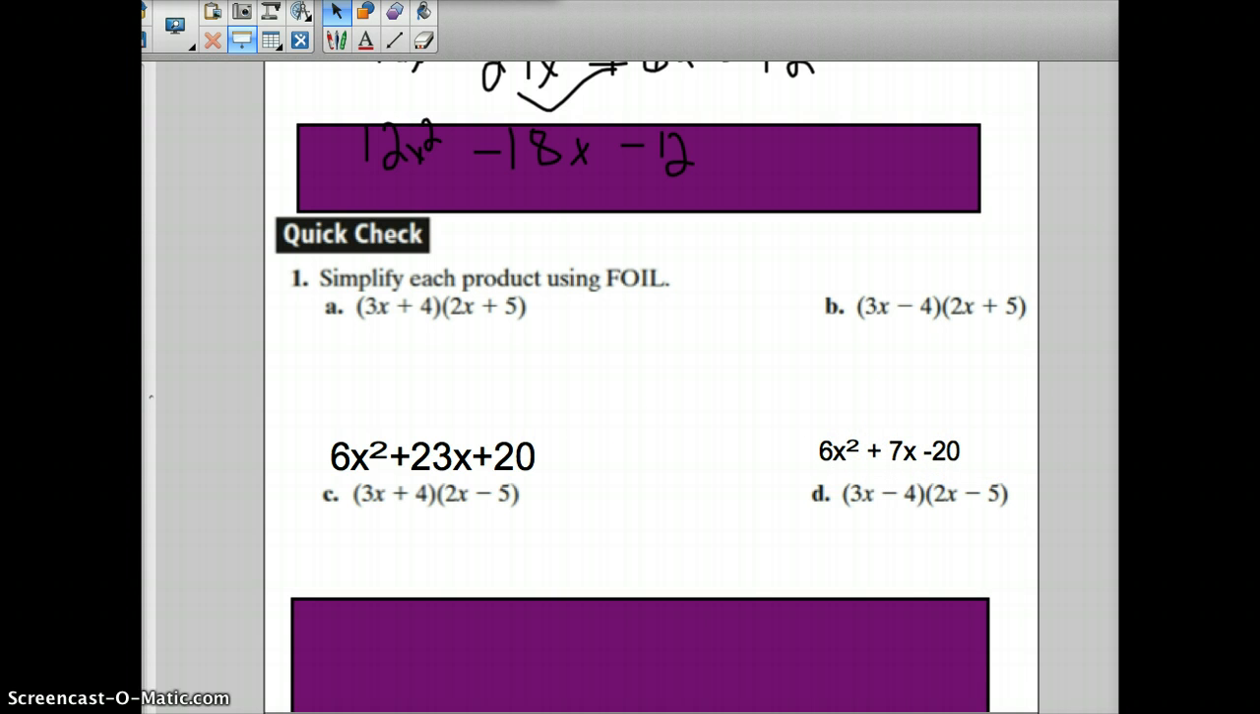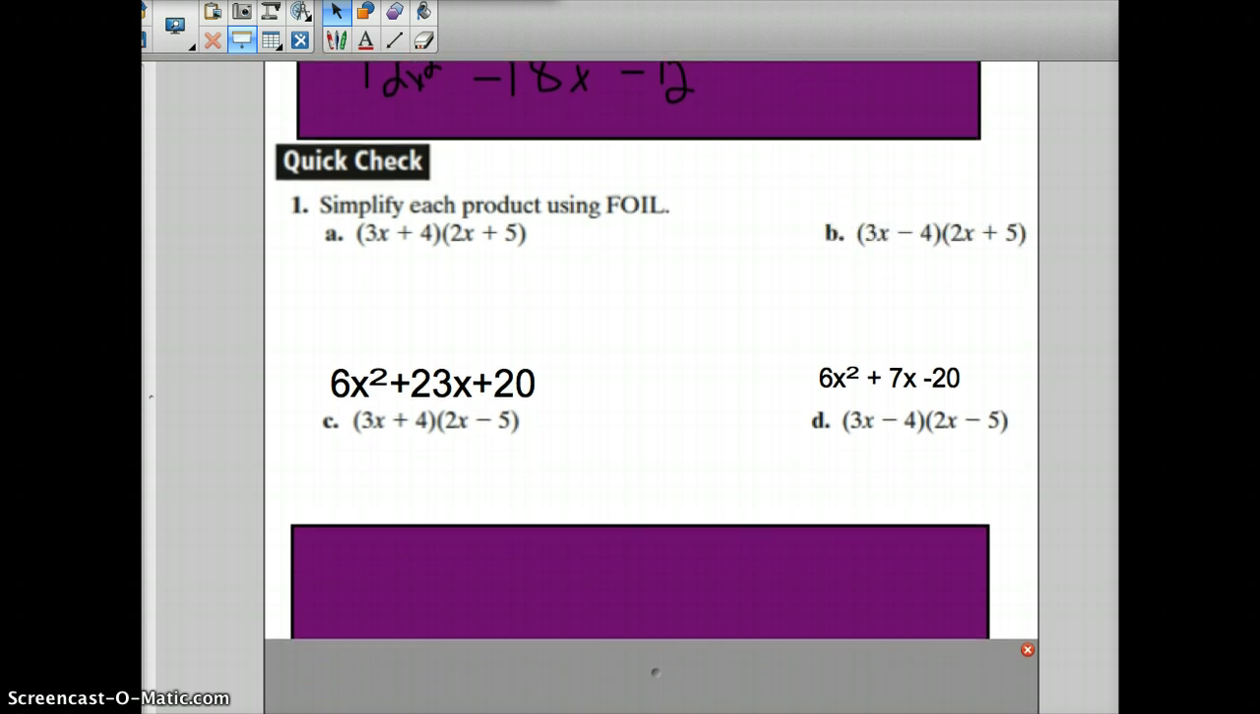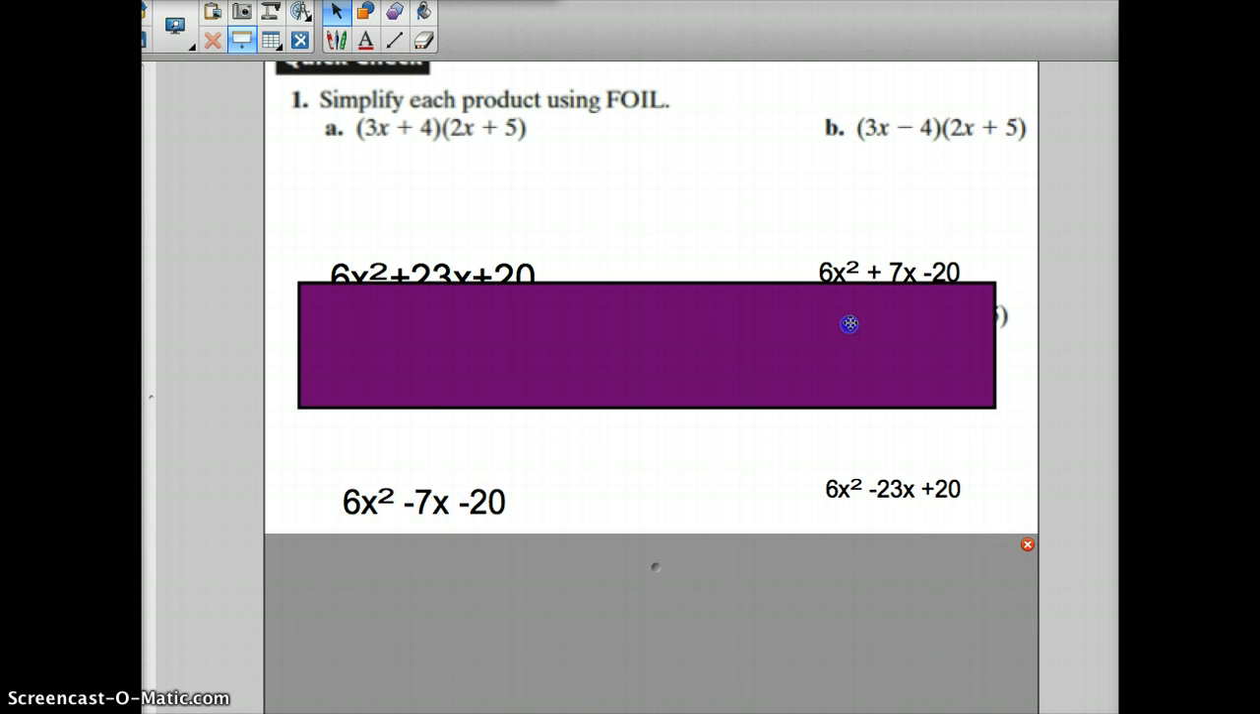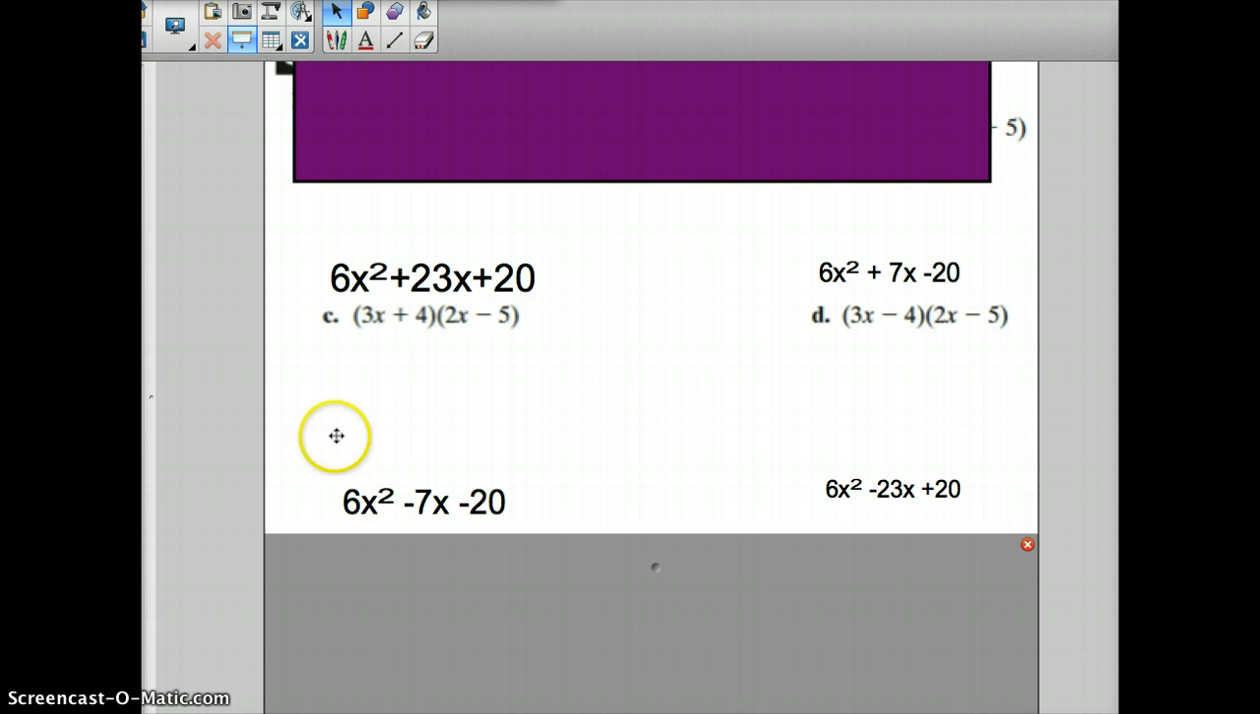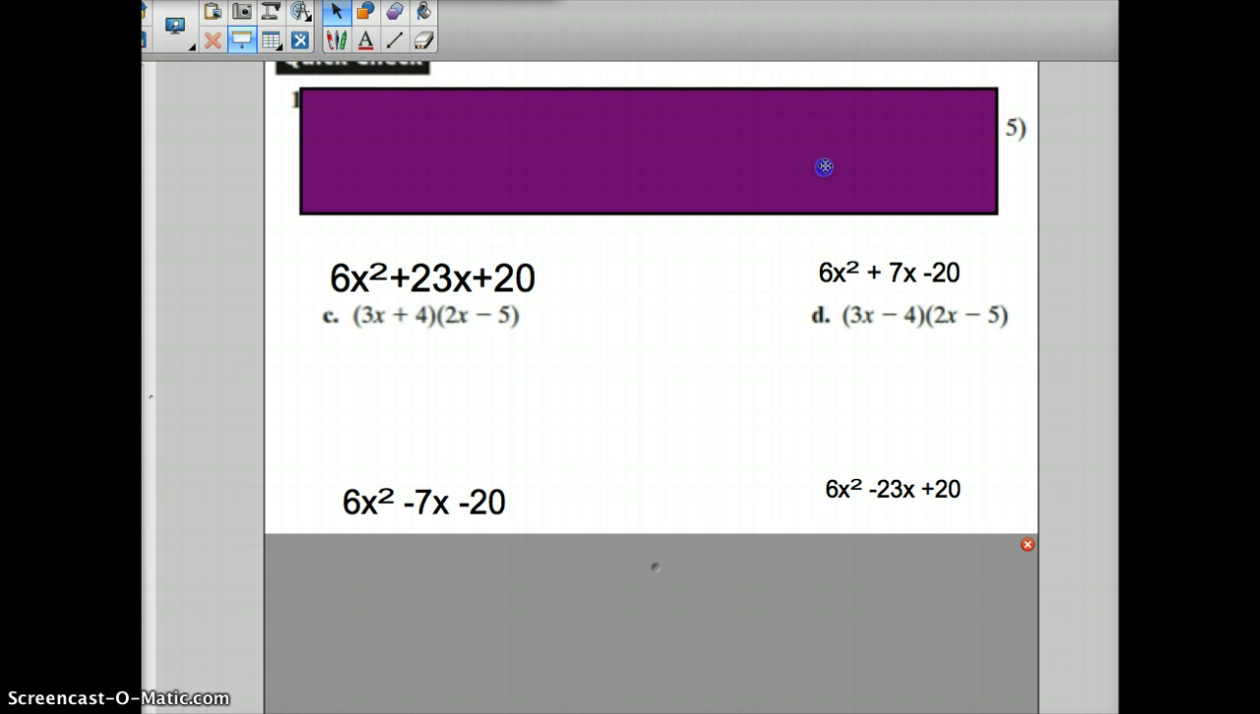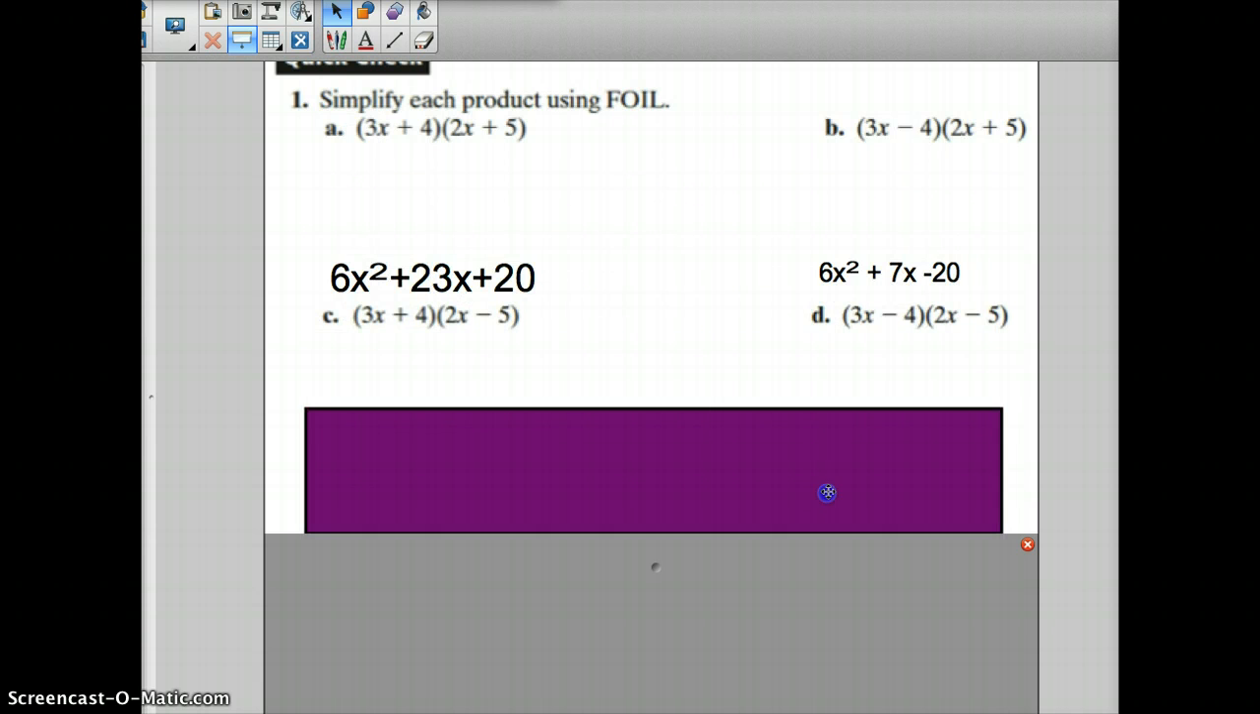Our first term doesn't change, but our second and our third term do. And then in quick check C, again, the same problem, except now we've got the second term is a minus 5. And again, our first term hasn't changed, but our second and our third have changed. Signs have changed, values have changed. And then in D here, we've got 6x squared minus 23x plus 20. Go ahead and get caught up in that. You can restart that when you're ready.